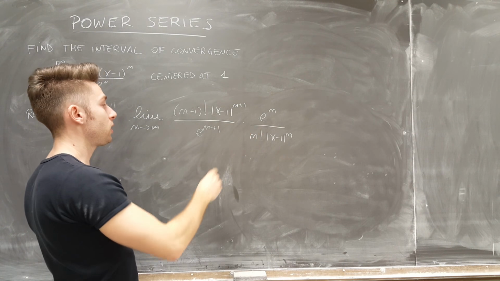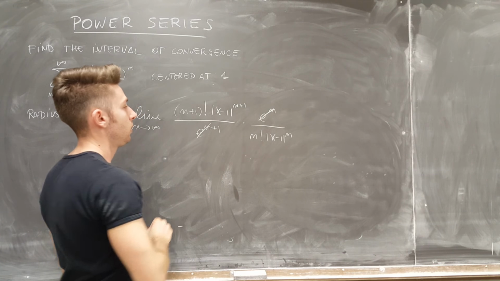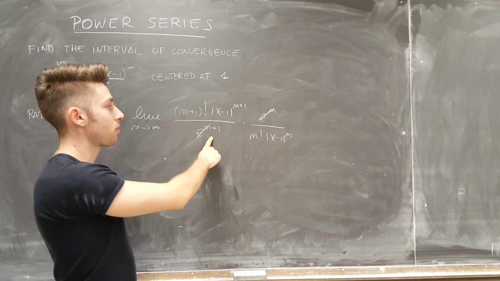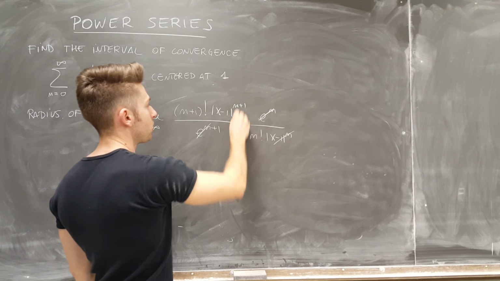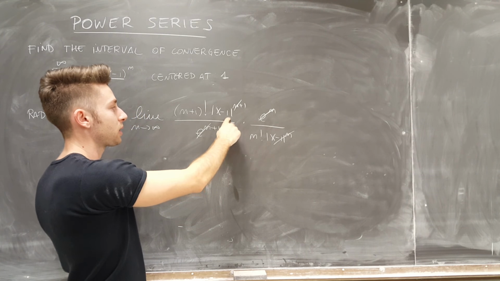So exponentials, I'm left with e. Same for these. I can cancel this and this. I'm left with x minus 1.